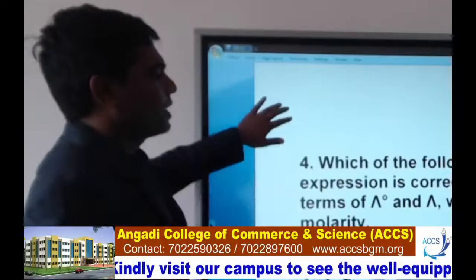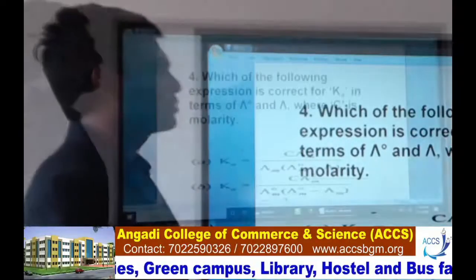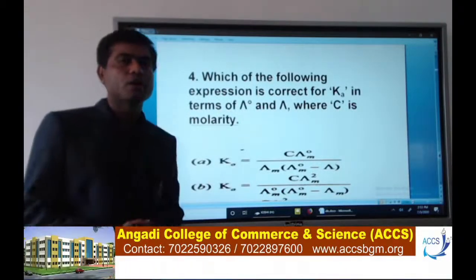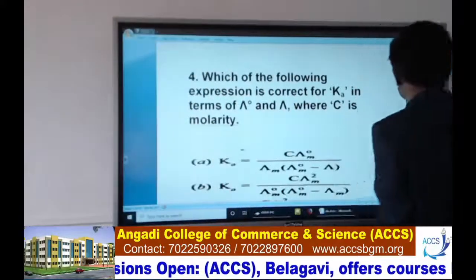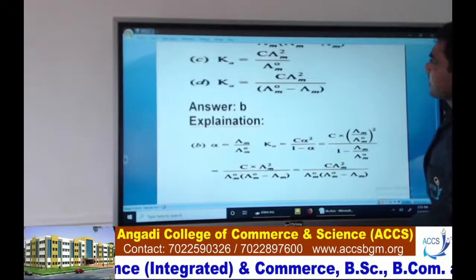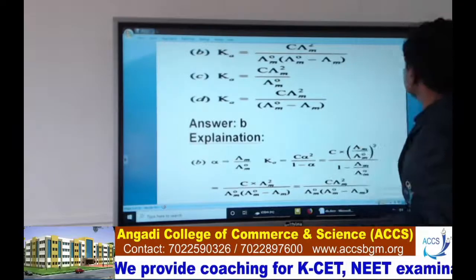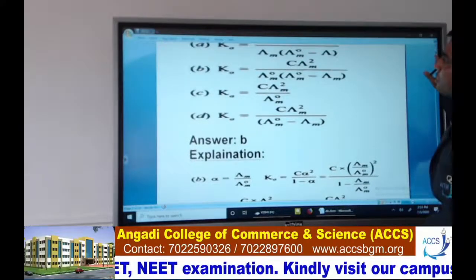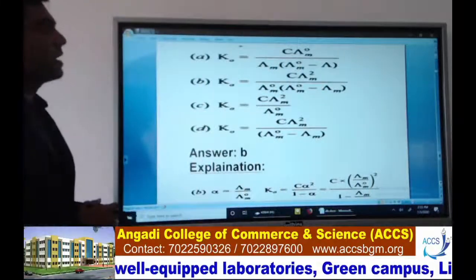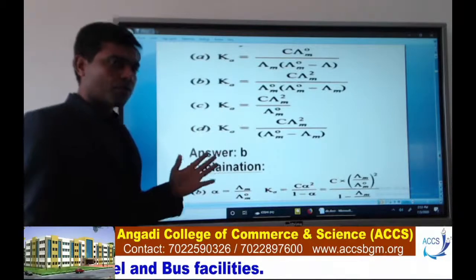Which of the following expressions is correct for Ka in terms of lambda naught and lambda, where C is molarity? All of you know that in electrochemistry, when we come across lambda and lambda naught, it is related to conductivity and infinite dilution. Okay, so here he has given the four expressions. You can see, first one is Ka is equal to C lambda m naught. You can see all the options. So what will be the answer?